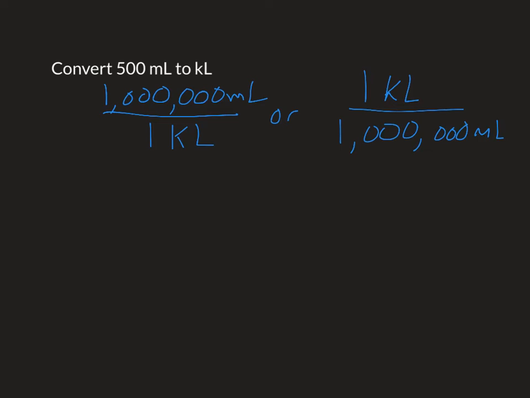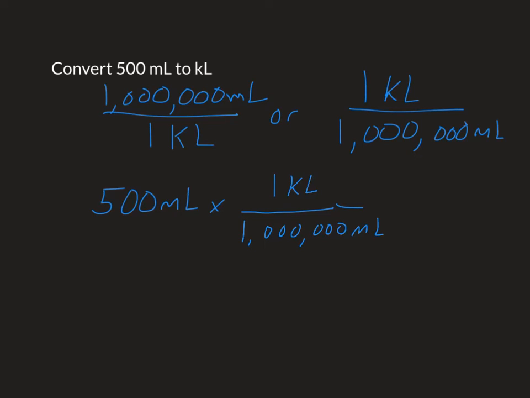Now that we have that, we're going to solve this exactly the same way we solved all the other questions. In the problem, I'm given 500 milliliters, and I want to multiply that by one of these 2 setups. We just have to figure out which one, and the way we decide, as always, is we're trying to get rid of milliliters, which means we want milliliters to be on the opposite side of this line. So I want to use this setup over here, with our kiloliters on top and our 1,000,000 milliliters on the bottom.